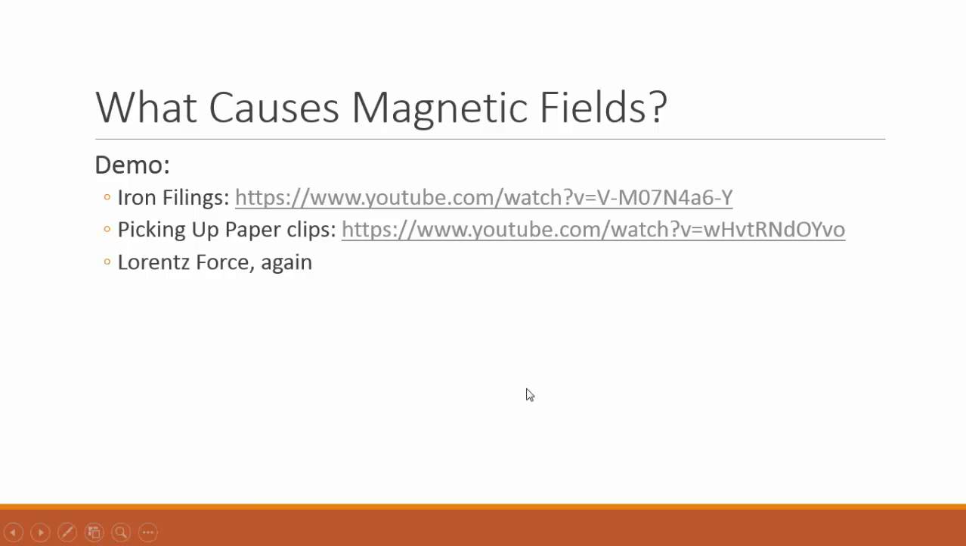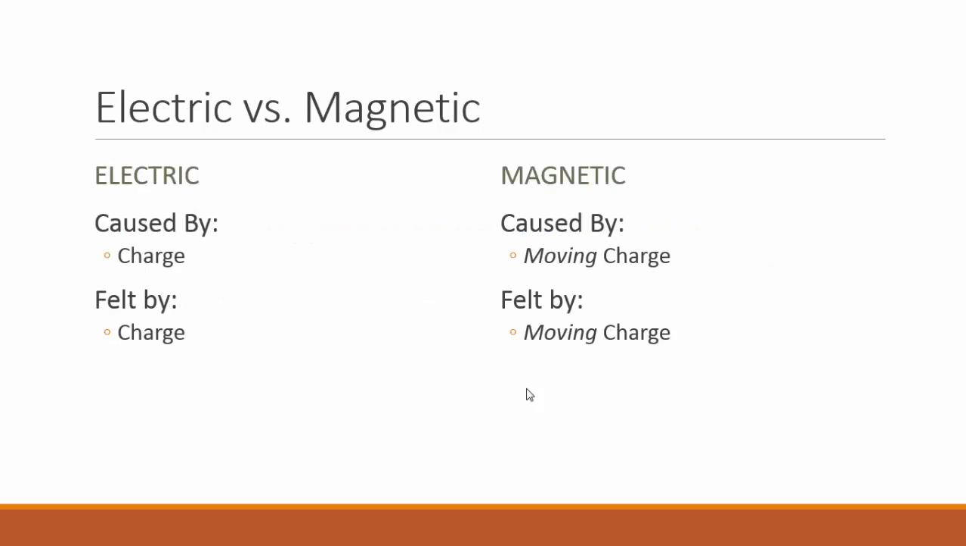So what's the take-home on this message? Well, the take-home is that in all of these cases, it was something we were familiar with already causing this magnetic field. It was current. In other words, it was moving charge. And perhaps this shouldn't surprise us. Take the case of looking at electric. We'll compare electric to magnetic forces.